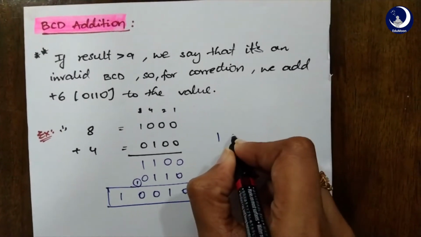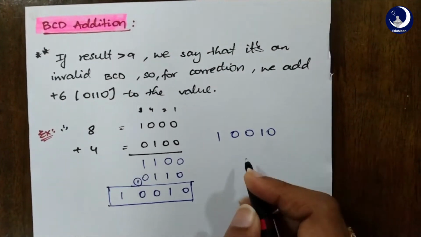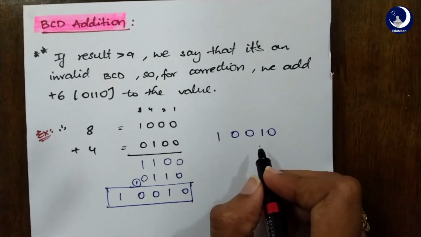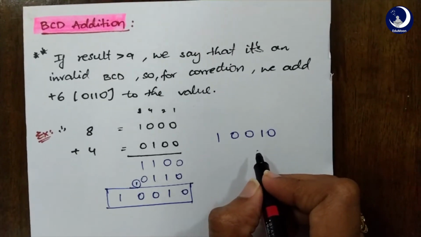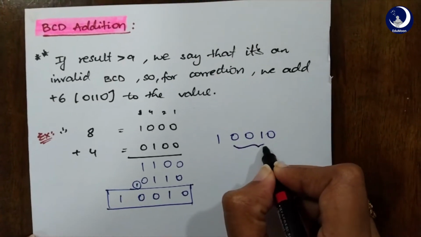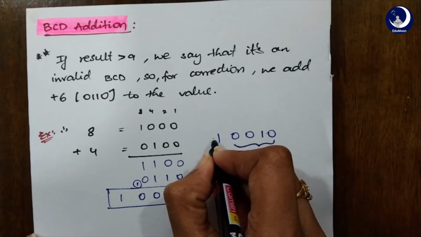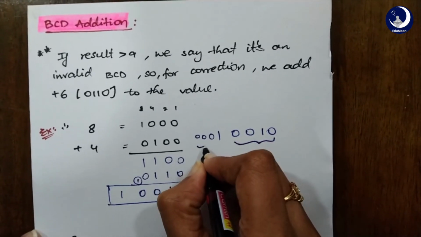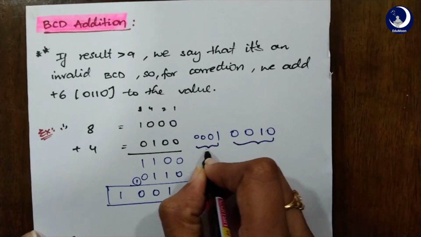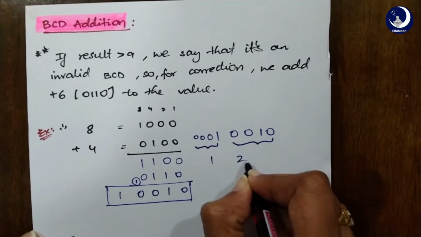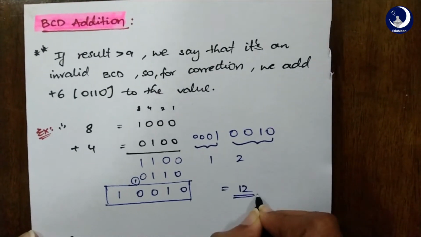Now 1, 0, 0 and 1, 0. How do we convert this value? Always consider 4 bits in case of BCD. So these 4 bits come under one pair. And then again you can add zeros to it, and now these 4 bits come under the other set. So this value is 1 and this value is 2. Hence your answer is 12.